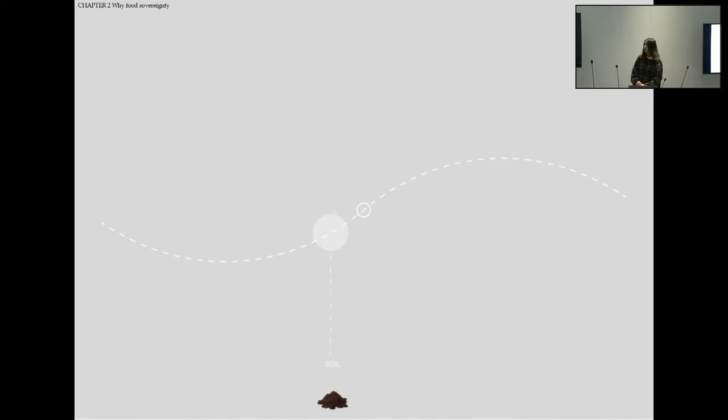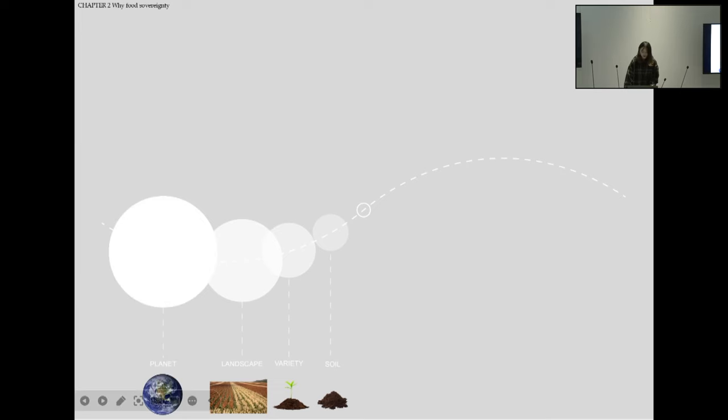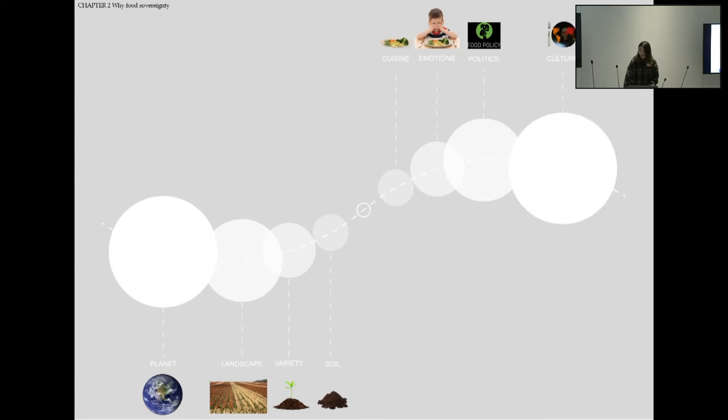So after I looked into the history, I realized that food is not just something that sustains human life. At one end, it is connected to the field, hence the soil, the variety, the landscape, and even the planet. And at the other end, food is connected to the table, that's the cuisine, our emotion, the politics, and finally the culture.